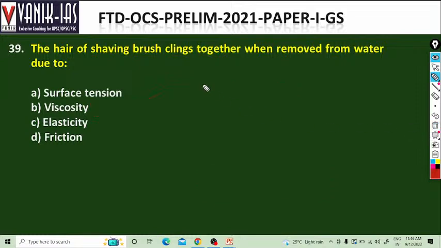Elasticity is when you apply force on a particular body, it changes its form, right? And after the force is removed, it tries to regain the original shape and size, right? So the tendency of a particular body to regain the original shape and size after the deforming force is removed is called elasticity. Deforming force means those forces that will change the position or the shape of a body, that is deforming force.